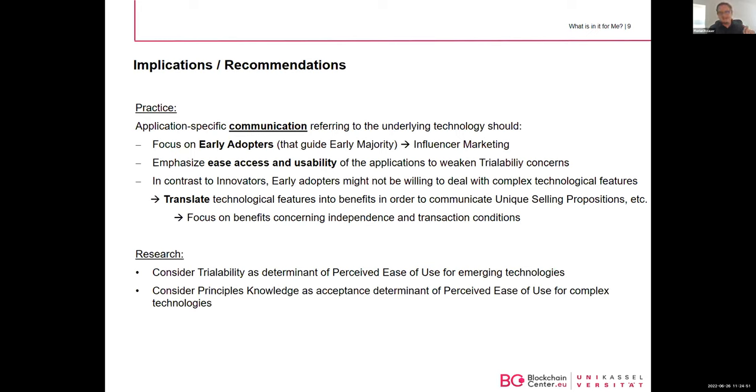You need to translate these technology features into benefits for consumers, because most of them don't want to or can't understand technological features or differences in different applications. They don't have the motivation or the ability to do so. You need to translate it into things like, is there a difference in independence regarding states or companies if I use that application? Or can I improve my transaction conditions by using these applications? This is my core statement at the end.